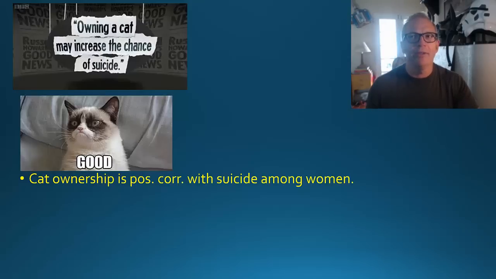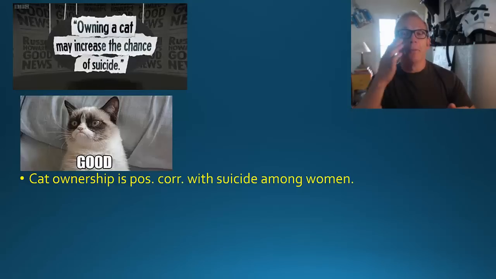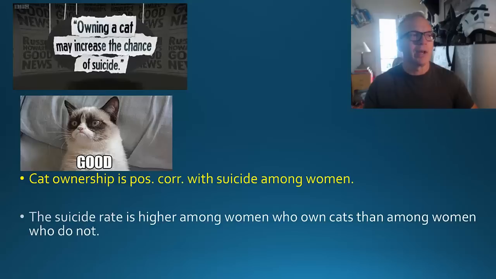For whatever reason, cat ownership rates among women are connected up to suicide rates. That the two of them, when one's high, the other one's high as well. The suicide rate is higher among women who own cats than among women who do not.